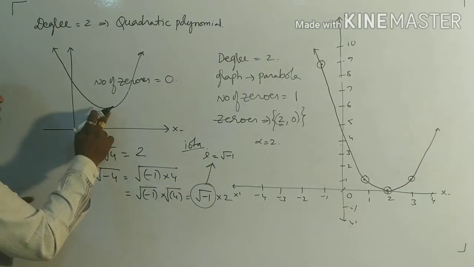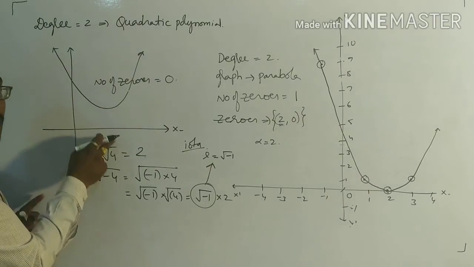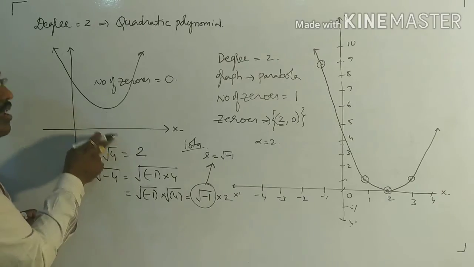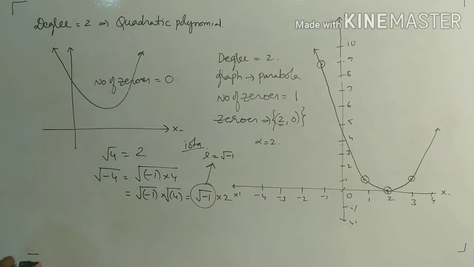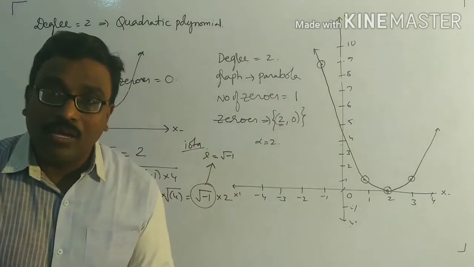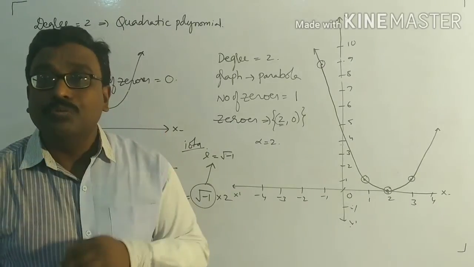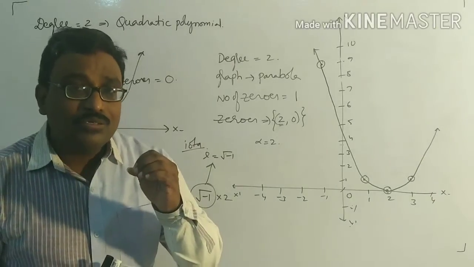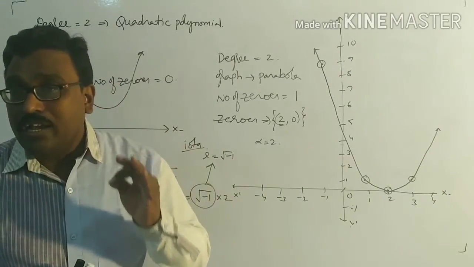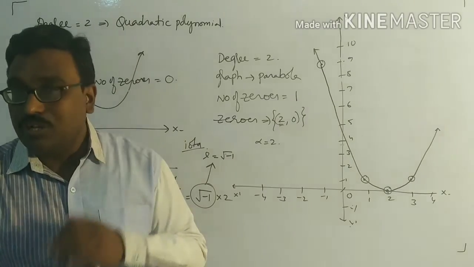That means this parabola graph does not have real zeros. So it has complex zeros. That's why in the real number system it does not have any zeros. So ultimately, the graph of a quadratic polynomial is a parabola, and the number of zeros is at most 2. What is the number of zeros? How many times the graph intersects the x-axis is called the number of zeros.